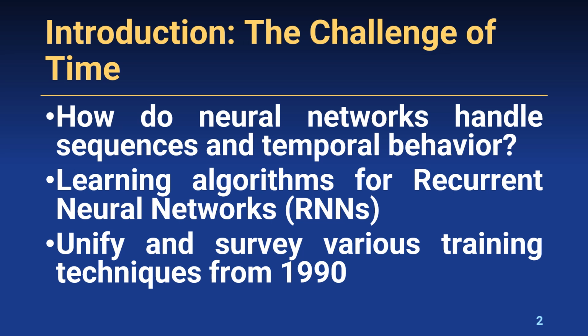Unlike traditional feed-forward networks, where information flows in one direction, recurrent neural networks, or RNNs, have connections that loop back on themselves. This feedback loop allows them to process sequences of data, where the network's output at one moment in time is influenced by its state at previous moments. This makes them ideal for tasks involving temporal behavior, like predicting the next word in a sentence or modeling the rhythmic patterns of an insect's central nervous system.